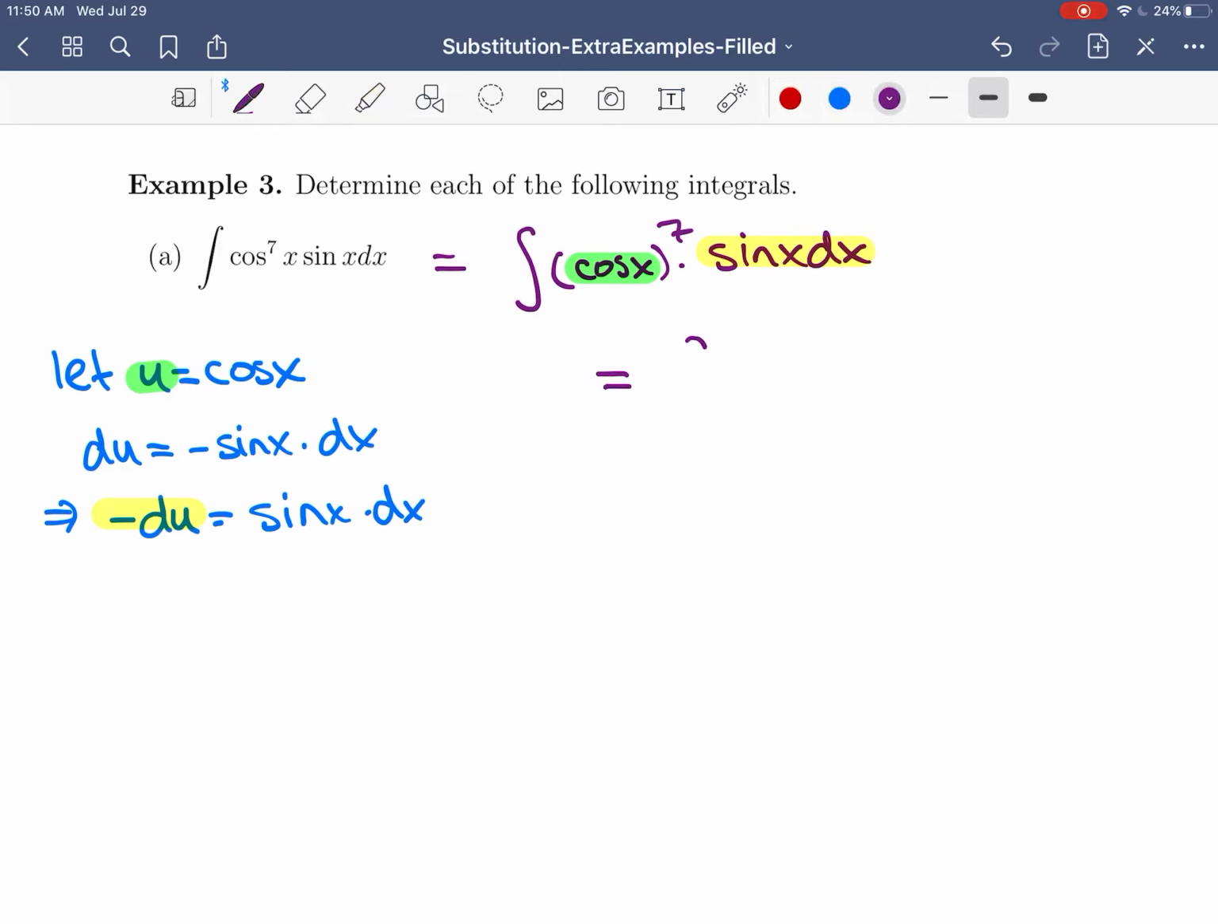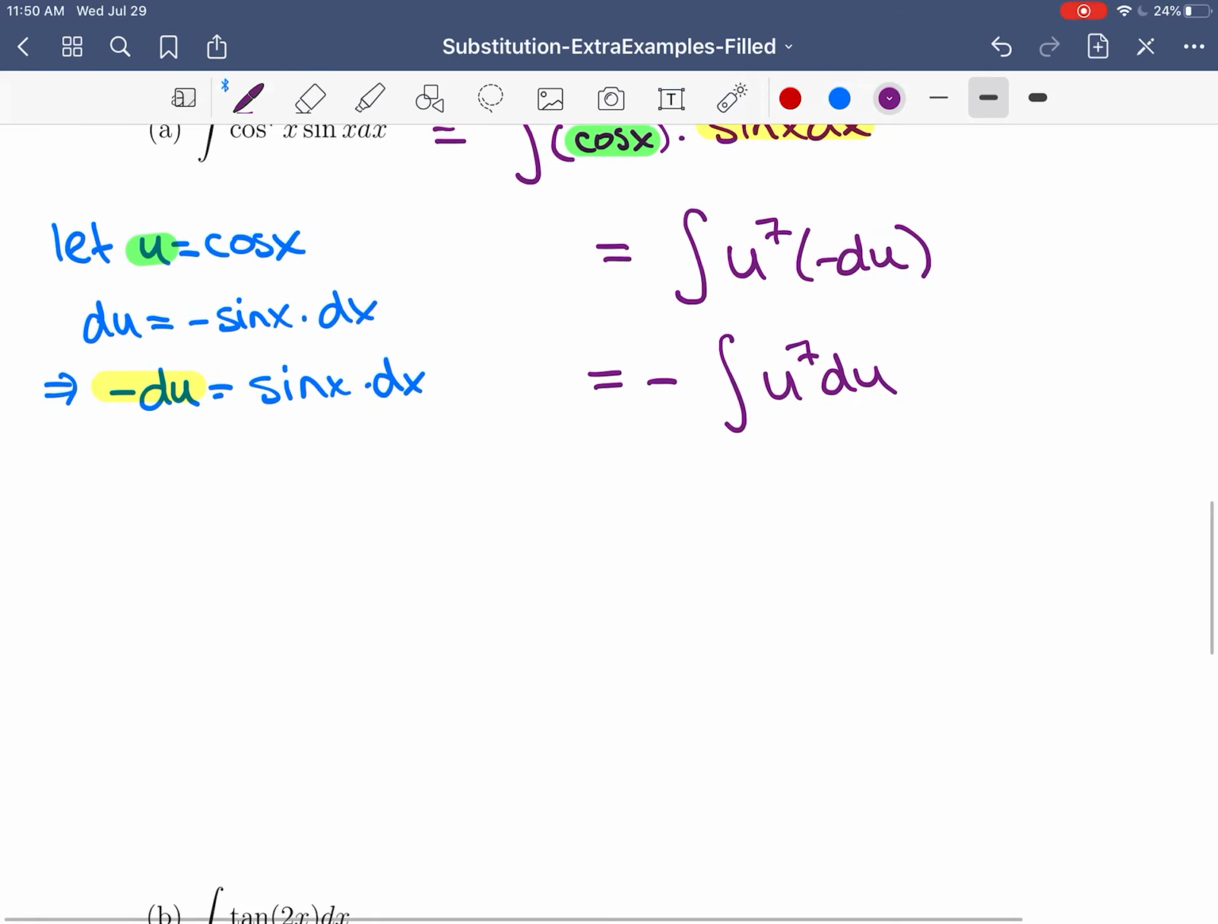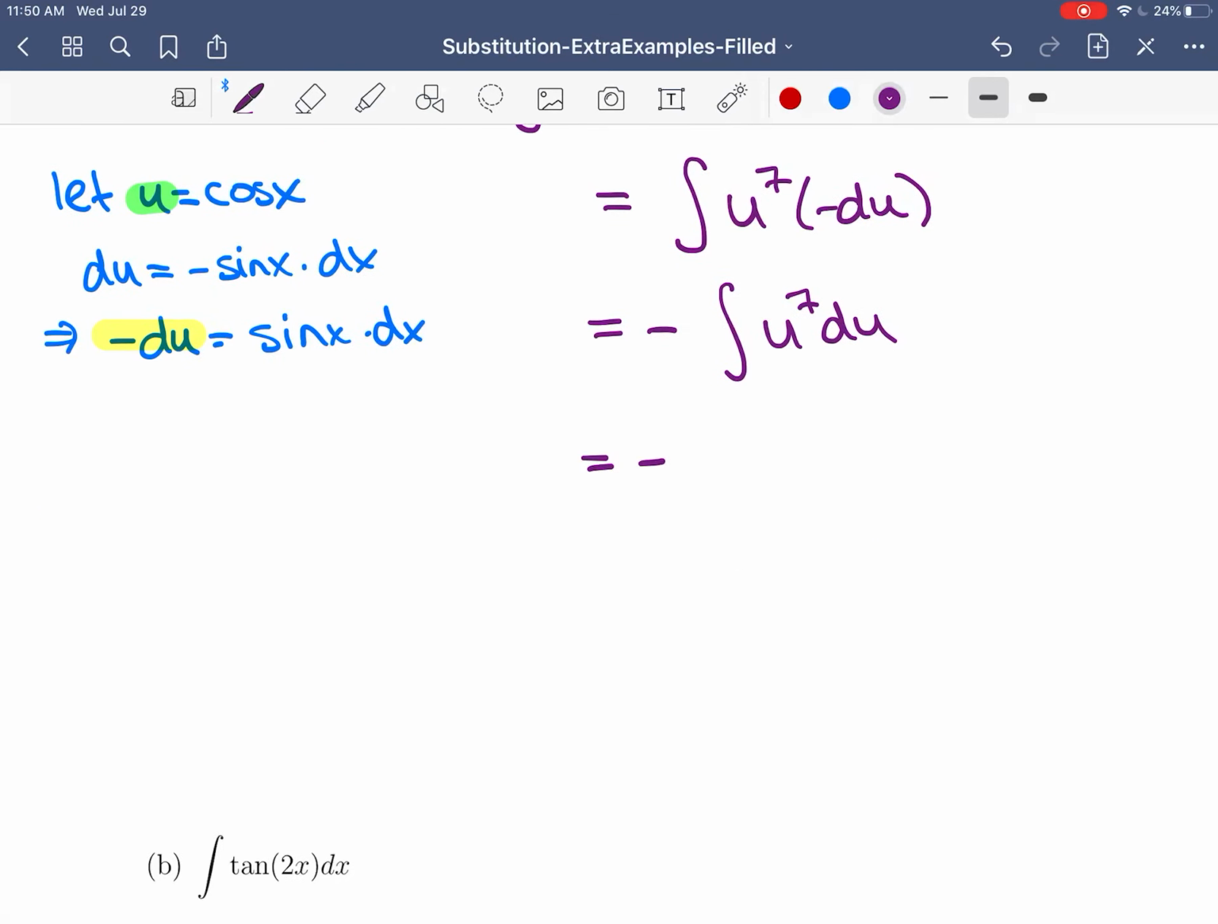That means my integral becomes u to the 7 times negative du. So I can pull out the negative, and now I can use the power rule. It's negative 1 over 8 u to the 8 plus my constant.